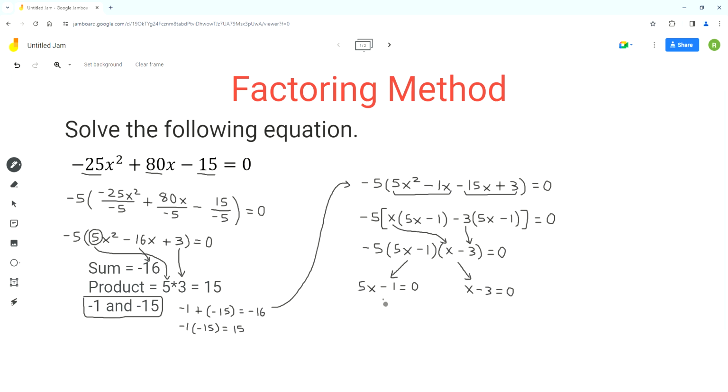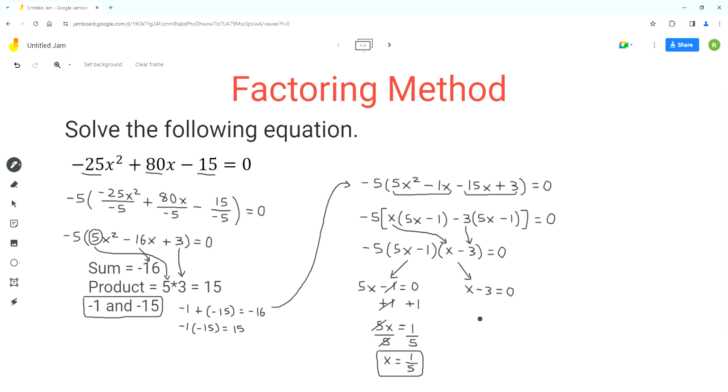For the left one, first we'll add 1 to both sides. As a result, the ones on the left side cancel each other out. So we get 5x equals 0 plus 1, which is equal to 1. Now we can isolate x by dividing both sides by 5. The 5's on the left side cancel each other out. So we get x equals 1 over 5. This is the first solution of this equation.